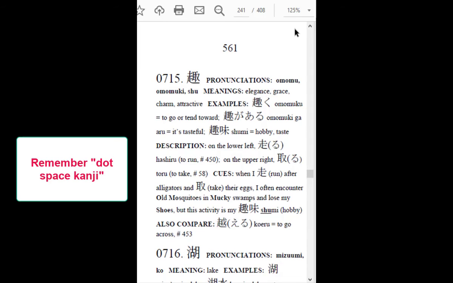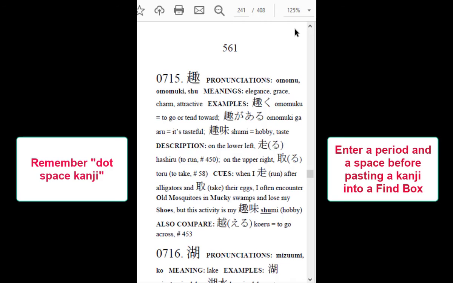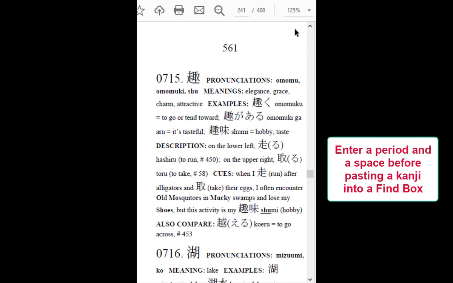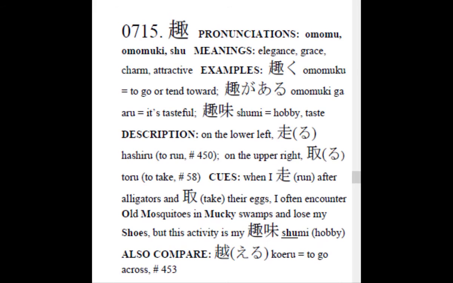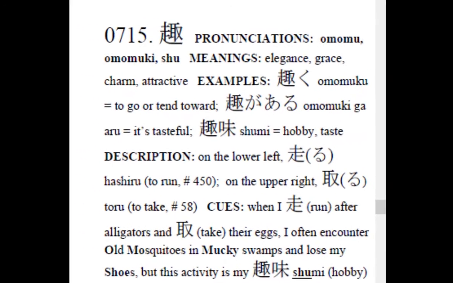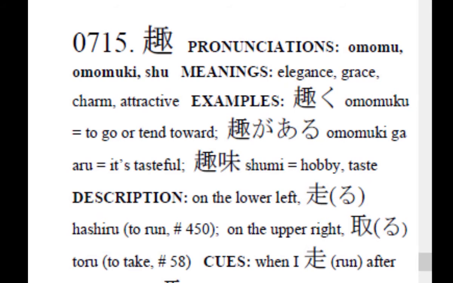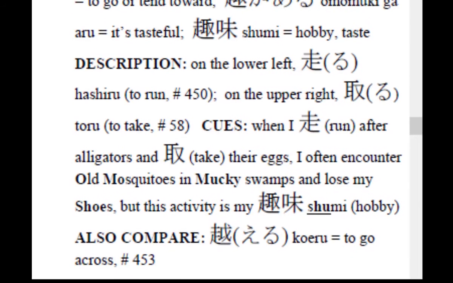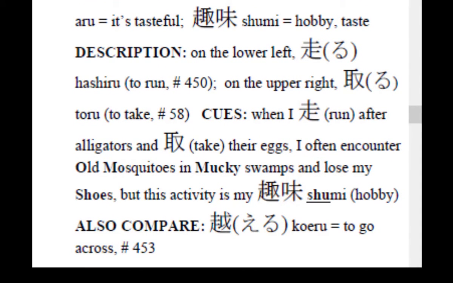It may be helpful to remember the phrase dot space kanji. This reminds us to enter a period and a space before we paste a kanji into a Find box. Now let's take a look at the entry for this kanji. It has 3 pronunciations. It means elegance, grace, etc. There are a few examples of its use in words. Here's a description to help me to remember what it looks like. Here are some cues, which are mnemonics, to help me to remember its pronunciations.